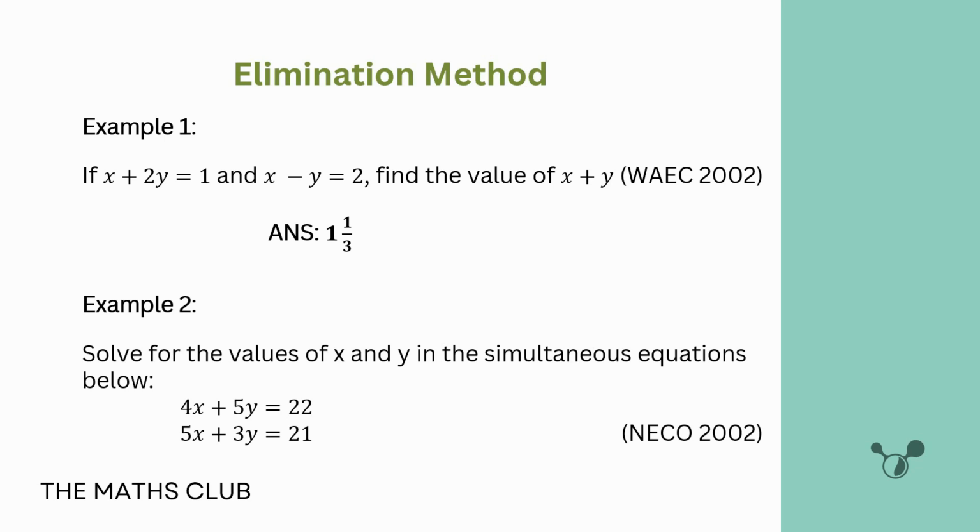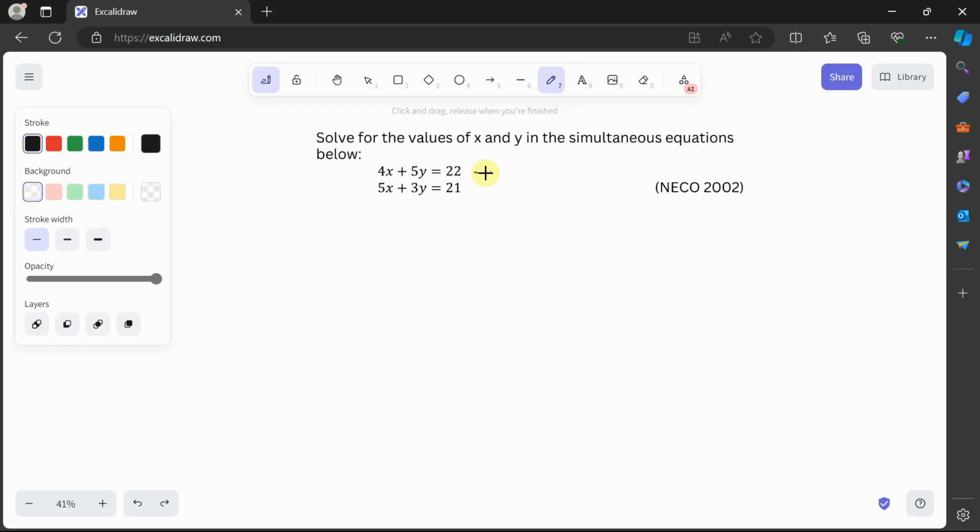Now the second example says that we should solve for the values of x and y in the simultaneous equations below. We have 4x plus 5y is equal to 22 and 5x plus 3y is equal to 21. I want us to actually solve this one together. If I say this is my equation 1 and this is my equation 2, if I add 4 plus 5, that will give me 9, and 5 plus 3 will give me 8. If I subtract 4 minus 5, that will give me minus x, and 5 minus 3 will give me 2y. You can see that there's nothing I will do that will make one of them eliminate.